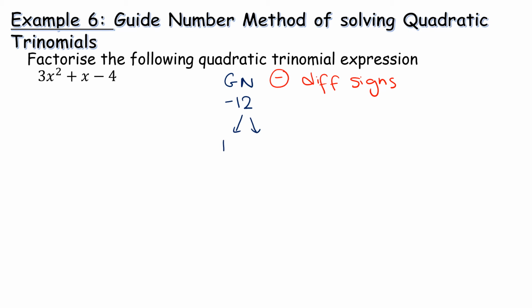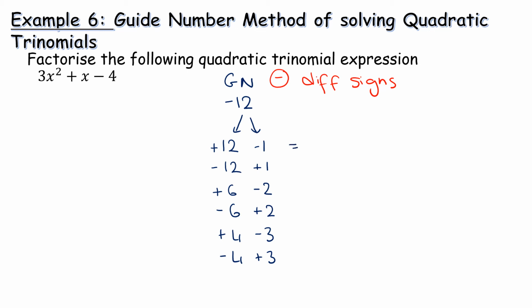So I like to start with 12 and 1. So maybe it's a plus 12 minus 1. Maybe it's a minus 12 plus 1. And then I'll try 2. So plus 6 minus 2, minus 6 plus 2. 3. So maybe it's a plus 4 minus 3 or a minus 4 plus 3. After 3, 4, which we've already included. So now I have every option available.